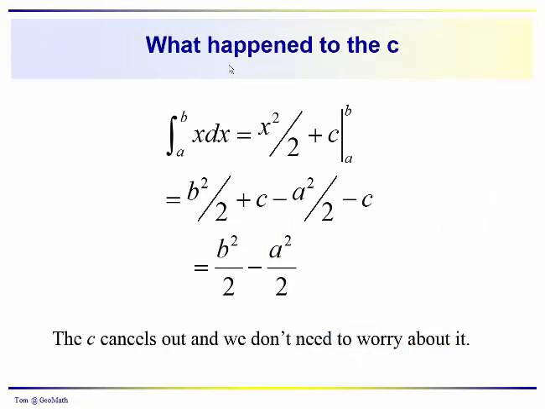And you're probably asking yourself, okay, well, what happened to the c? Well, okay, let's evaluate it. Let's be a little bit more detailed in our evaluation. We've got x squared over 2 plus c evaluated over the limits a to b. We evaluate at the upper limit, we get b squared over 2 plus c, minus the evaluation at the lower limit, which gives us a squared over 2 plus c. Well, the c's cancel out. We end up with b squared over 2 minus a squared over 2. We don't have to worry about it. They cancel out.